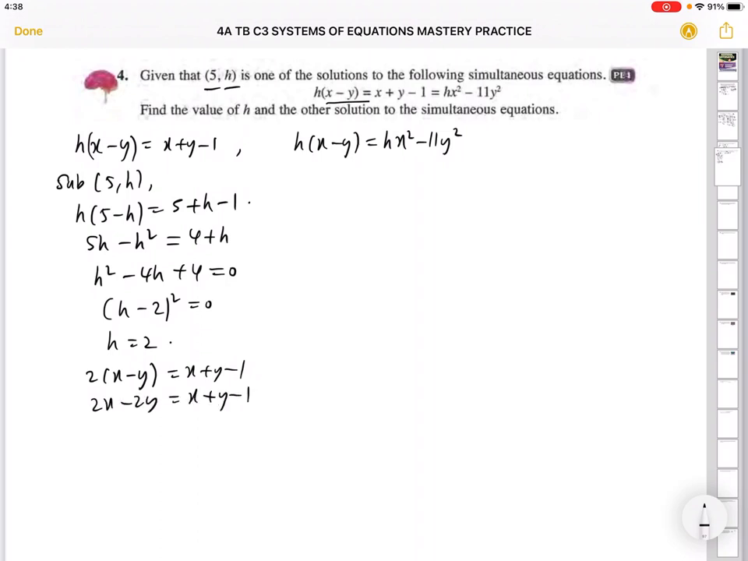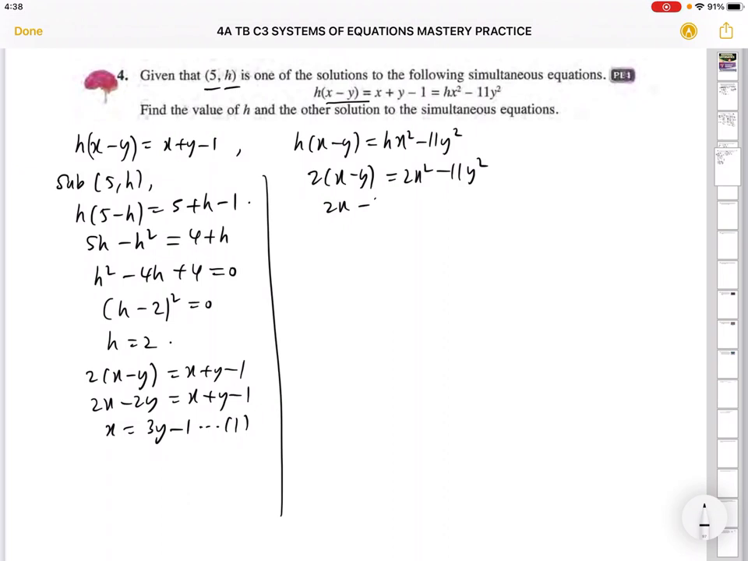So okay, here who should I make as the subject? Actually both also can, right? So maybe I make x the subject, I bring over, I get 3y minus 1. Call this equation 1. Now at the same time I know h is 2, so I'm going to sub inside the second equation here: 2x minus 2y equals x squared minus 11y squared. Call this equation number 2.